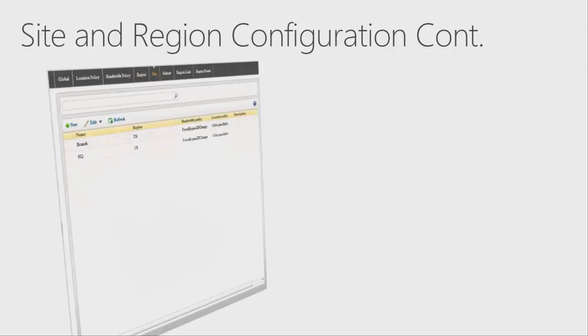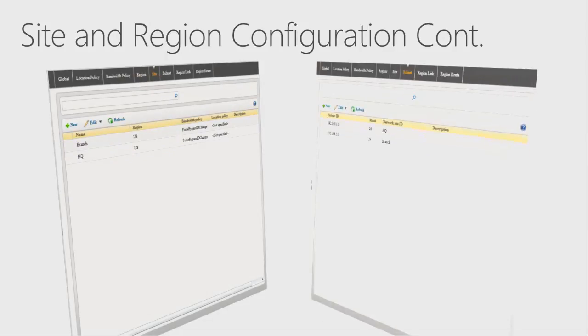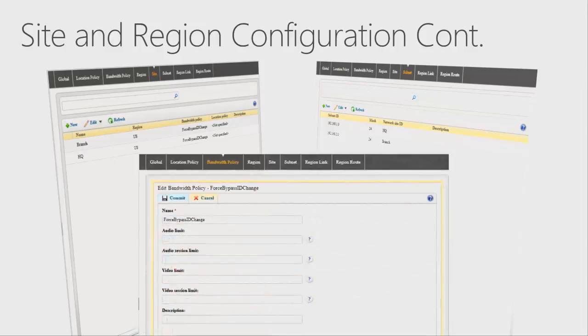So the site and region is configured with the sites, the subnets, and then the bandwidth policy. And the bandwidth policy can be completely blank. Just make one which you know the name of and assign it, if you're not worried about the limitations over the network. If you're not bothered about Call Admission Control whatsoever, we just need it to force that bypass ID to change.